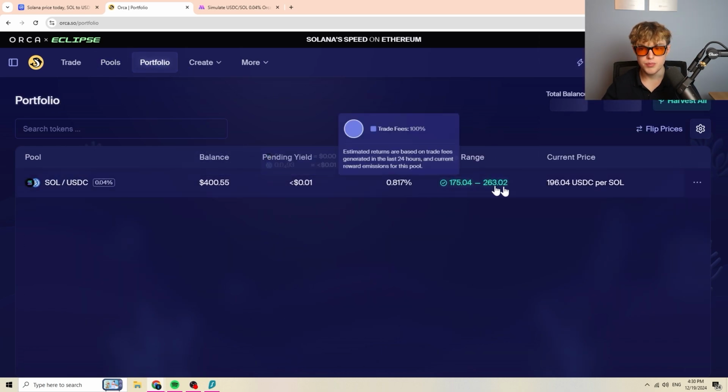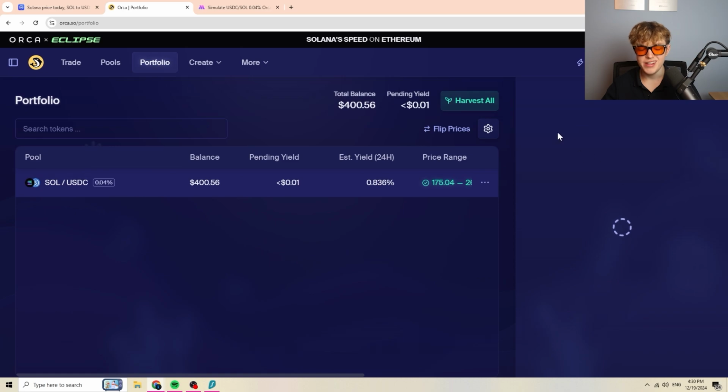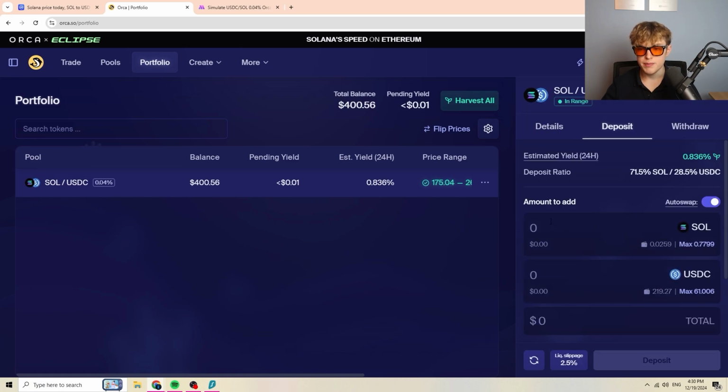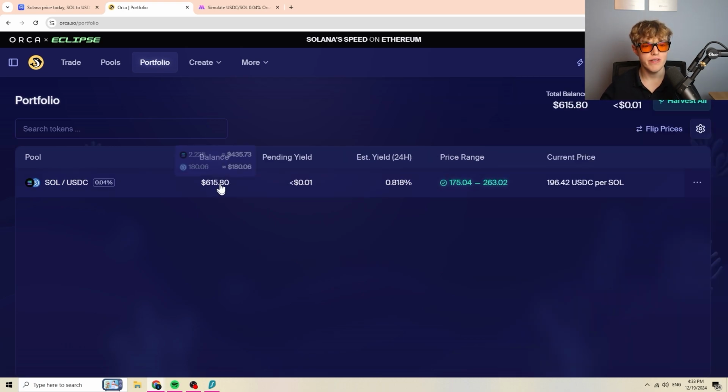So I'm going to go ahead and add more money. We got 400 bucks in the pool. Let's go ahead and deposit more liquidity. Sometimes it can be tricky to add the perfect amount off the bat. Yeah, sometimes I have to play with it a few times. Okay, cool. So now I have $615 in the pool, and you can see right now it's showing 0.8% per day based on the past 24 hours of data. We'll see how this performs.